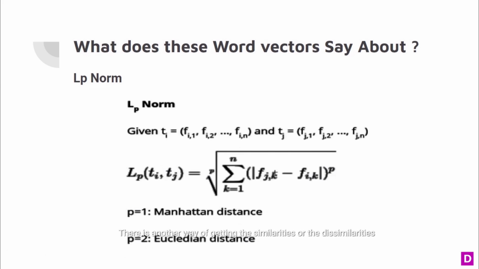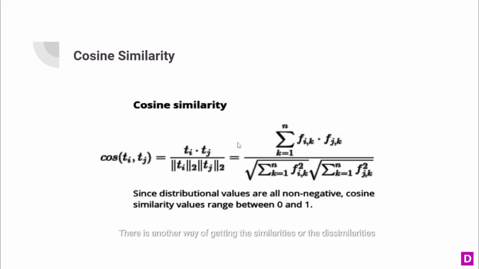There is another way of getting the similarities or the dissimilarities between two vectors. That is cosine similarity. This is one of the widely used measures to know the differences or the similarities between two given words. The cosine similarity is the dot product of the two frequency vectors divided by the magnitude of the term frequencies of the two vectors.